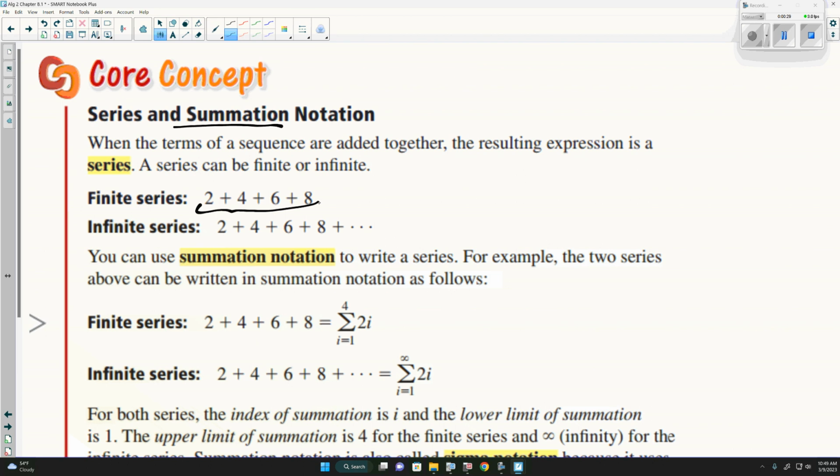Now, guys, an infinite one would just mean we continue adding indefinitely. We keep the sequence going and just keep adding the terms together. So after 8, we'd add 10.